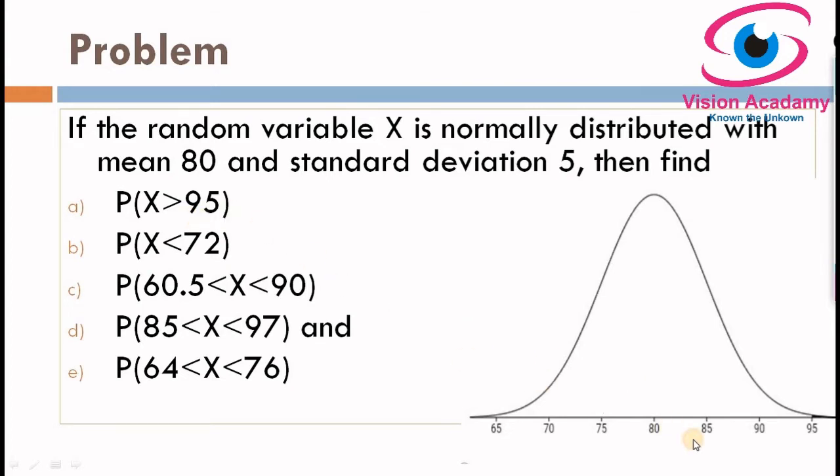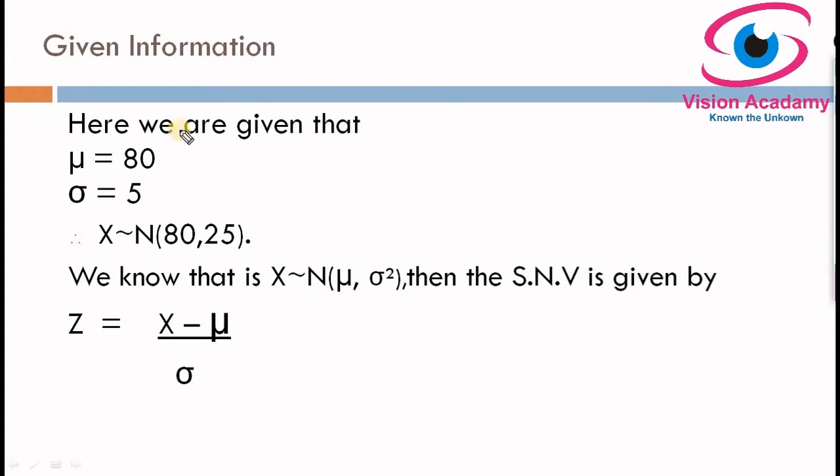Now I will solve each x value individually. Here we are given that our mu is 80 and standard deviation is 5. So if x follows normal distribution, mu will be 80 and the variance will be 25. To calculate the z-score, we will go through the standard normal variate. For the standard normal variate, x must follow normal distribution, and we know that here x follows normal distribution with mean mu and variance sigma squared. Then our standard normal variate is given by z equals x minus mu divided by standard deviation.